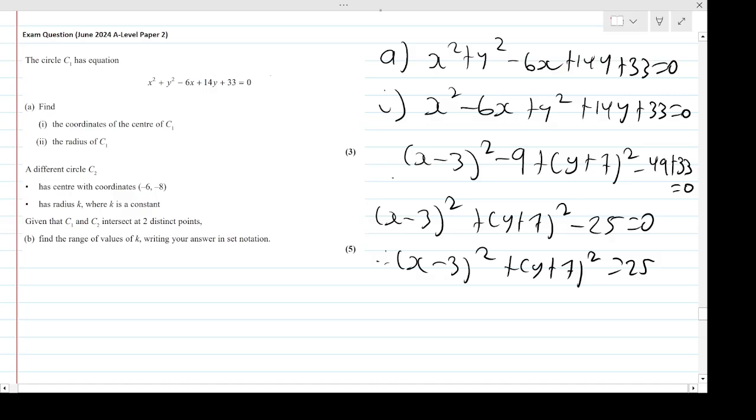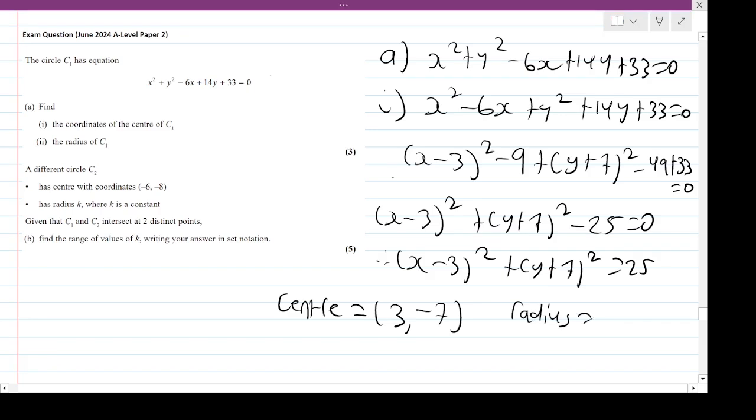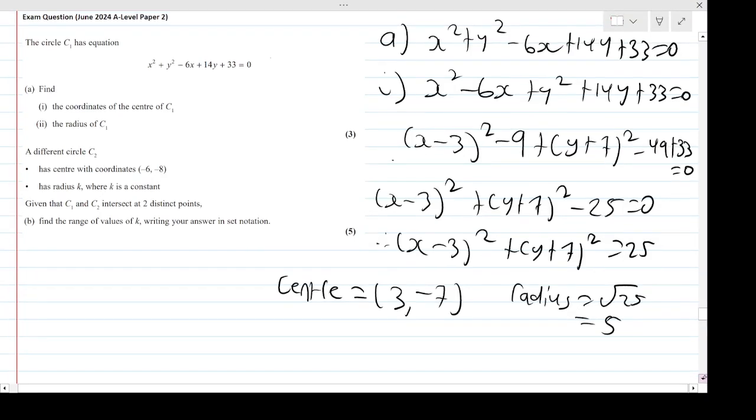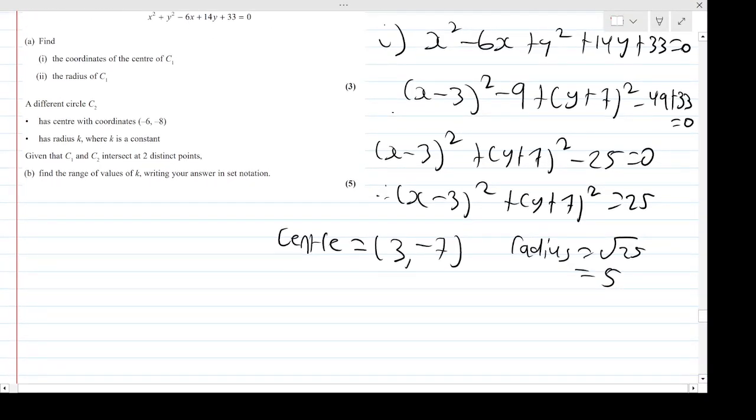From that, I can then deduce that the centre is going to be, well, if it's minus 3 here, it's going to be plus 3 for x, and then if it's plus 7 for y here, it's going to be minus 7 for y at the centre. And the radius then, well, radius squared again is 25 at the end, so radius is going to be the square root of that, which is going to be plus 5. Cool. Okay, so hopefully this all makes sense at this point now, as we've done a load of examples of finding the centre and so on.